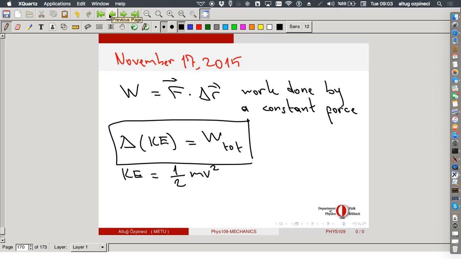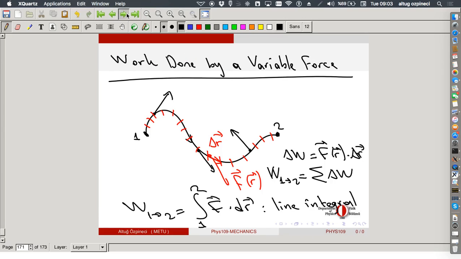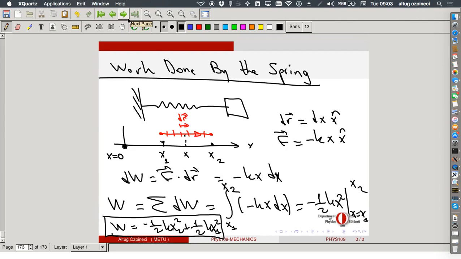So I did this trick where I divided my path into very small segments. For each one of these very small segments, the force is almost constant. So I can use that the work is equal to force times the displacement for each small segment, and then I just sum all of them up. This way I can calculate the work done by a variable force, a force that depends on the position.